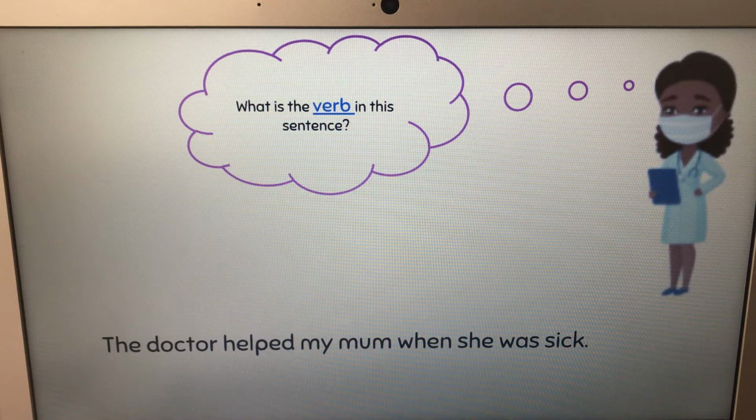What is the verb in this sentence? The doctor helped my mum when she was sick. Again, remember, recap, what is a verb? Once you remind yourself what a verb is, you'll be able to answer the question. The doctor helped my mum when she was sick. What is the verb in the sentence?